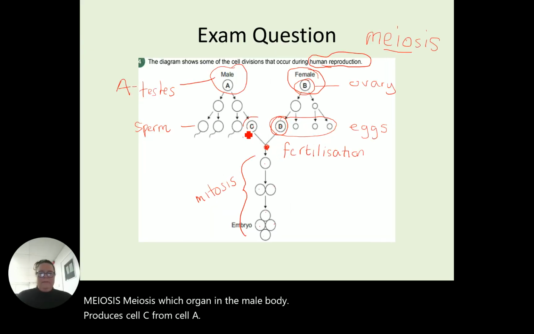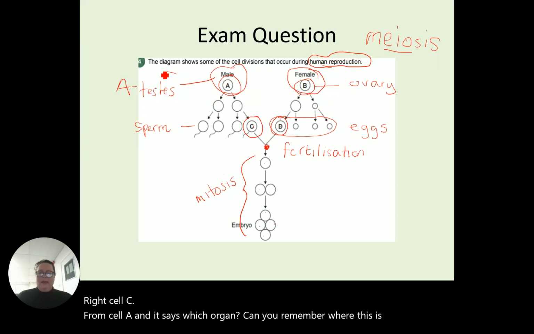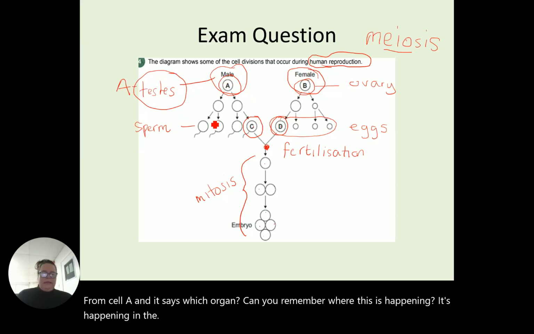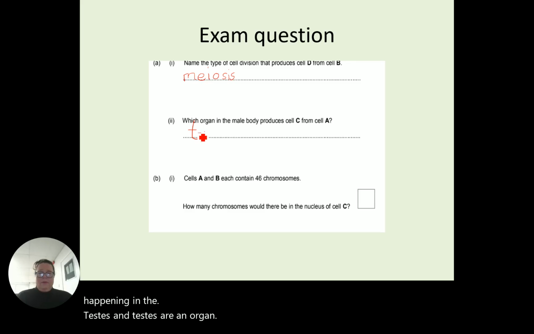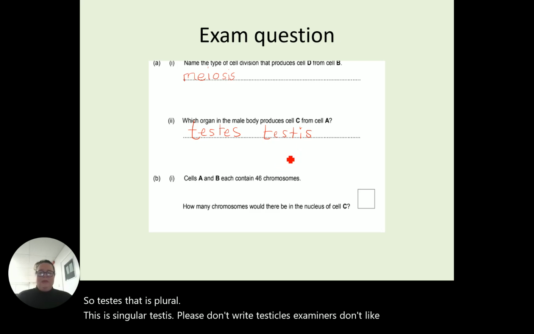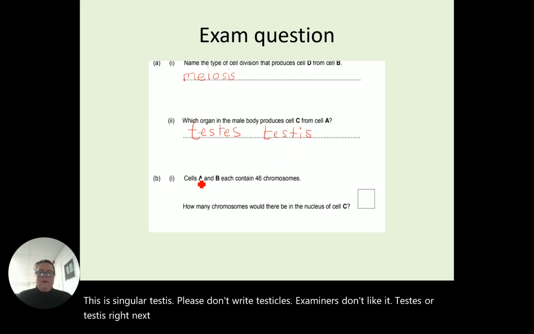Which organ in the male body produces cell C from cell A? Right, cell C from cell A, and it says which organ. Can you remember where this is happening? It's happening in the testes, and testes are an organ. So testes, that is plural. This is singular. Testis, please don't write testicles, examiners don't like it. Testes or testis.